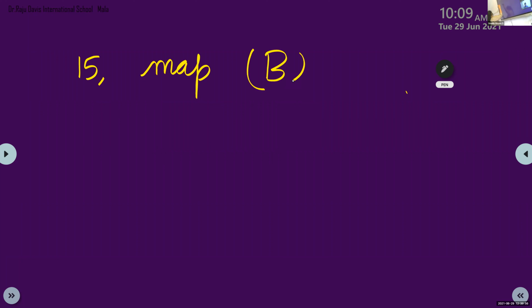Number 16. Which of the following is not shown on a given map? Cities, rivers of India, mountain ranges, plateaus. Cities. Option A.